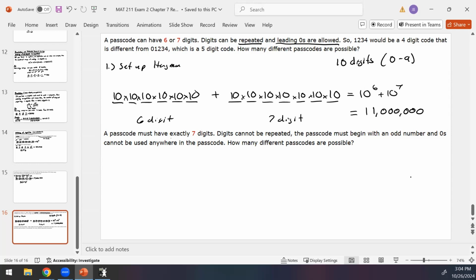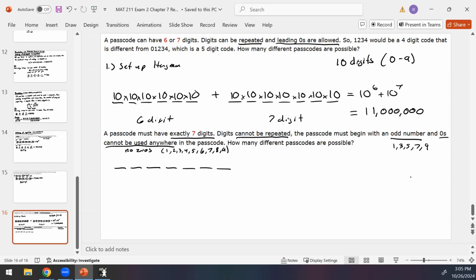Okay. So it says that's exactly 7 digits. 1, 2, 3, 4, 5, 6, 7. Okay, digits cannot be repeated. And it must begin with an odd number. So that's 1, 3, 5, 7, 9. And then zeros cannot be used anywhere. So they say no zeros. So that means I am left with 1, 2, 3, 4, 5, 6, forgot the 6, 7, 8, and 9. So I only have 9 options total.